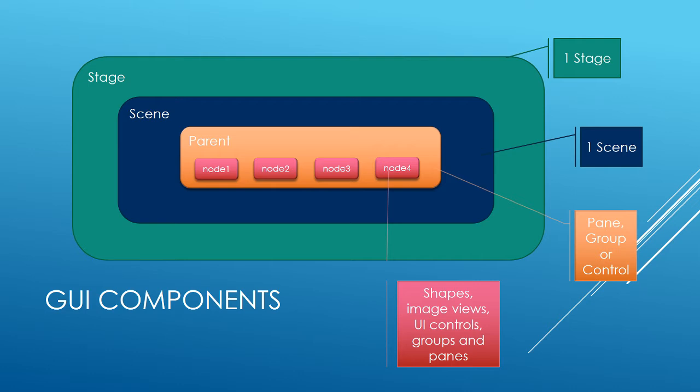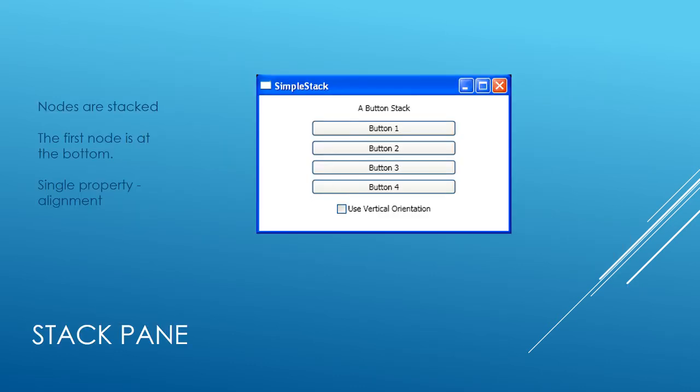Our stage, again, is always the backdrop. We're going to be having a scene, one scene upon the stage. Our parent can be a pane, a group, or a control. And our node can be a shape, an image view, a UI control, groups, or a pane. So very flexible.